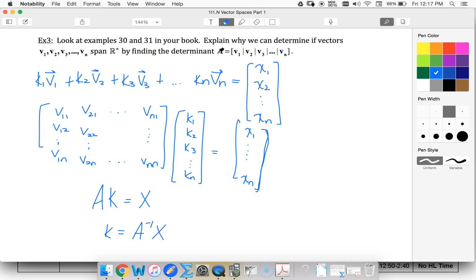Well, finding the determinant of A tells me whether or not A inverse exists. So A inverse exists if the determinant of A is not equal to 0. So if I can make my matrix and then determine whether or not the inverse exists, then I know whether or not we span the system. If we're not going to span, it means that our vectors are not linearly independent, and we're going to look at that next.